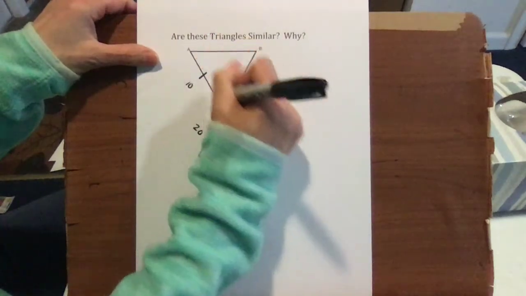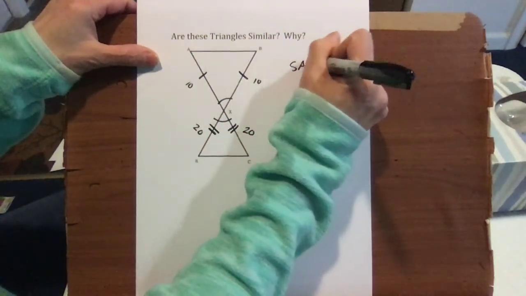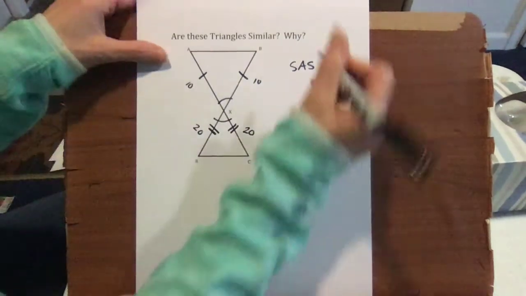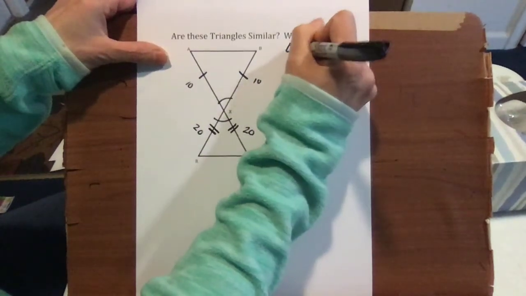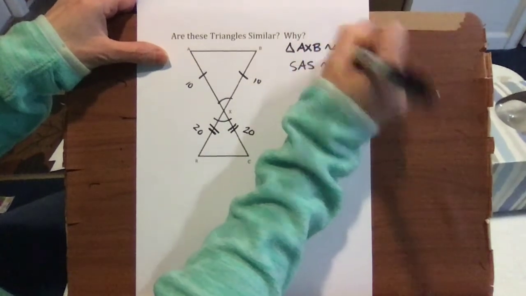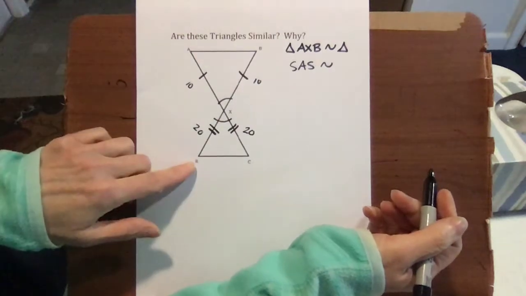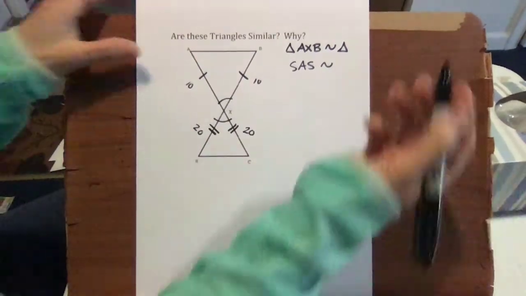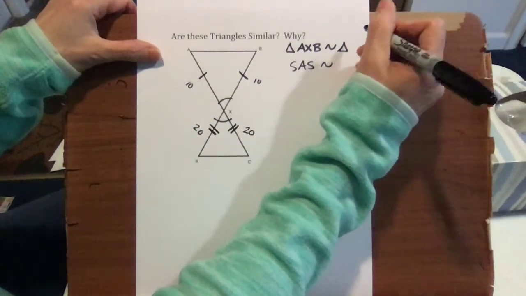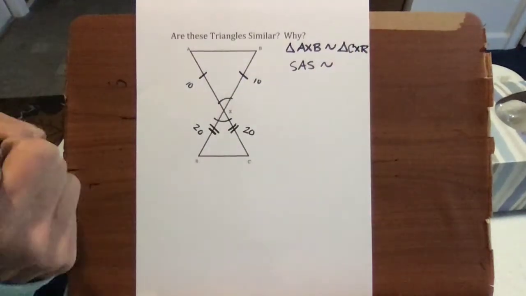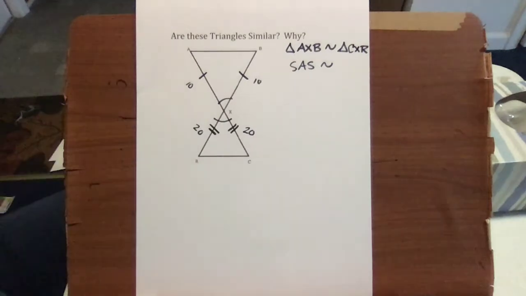So what we have is side-angle-side similarity, and our similarity statement will be triangle AXB is similar to triangle. Now A and B correspond to R and C any way you want, so it's up to you how you want to name it. I'll just name it CXR, but you could have easily named it RXC and it would be fine because of the fact that these are congruent sides.